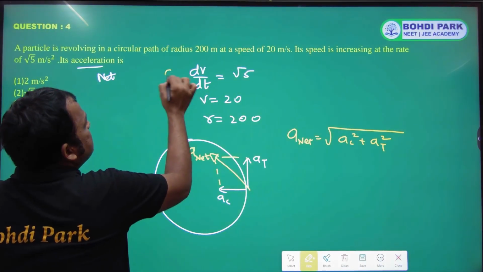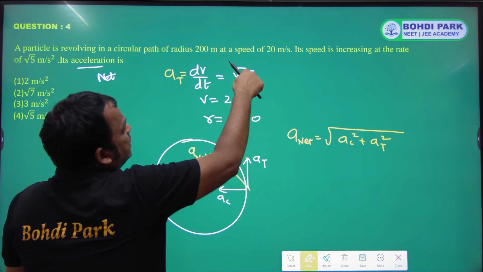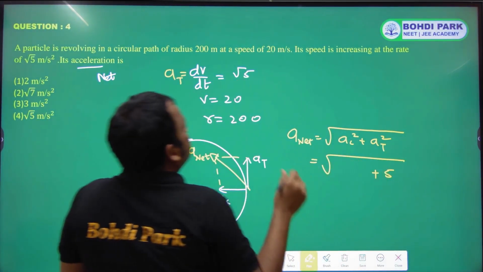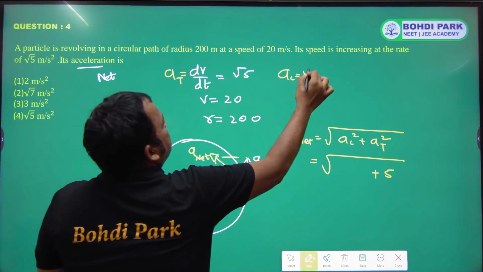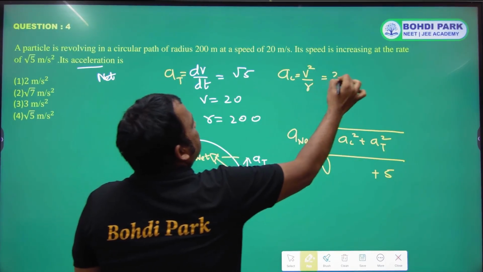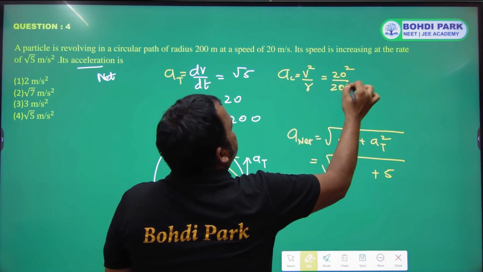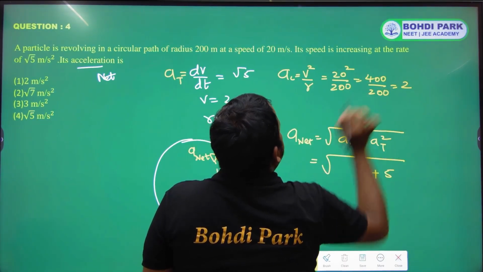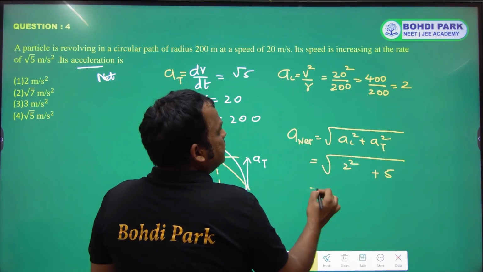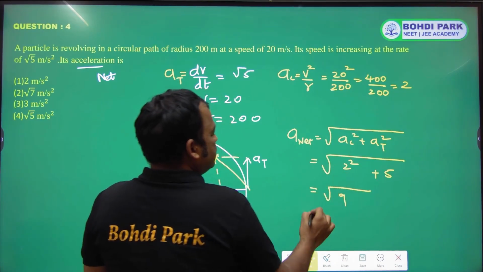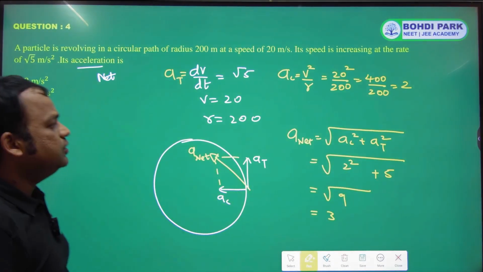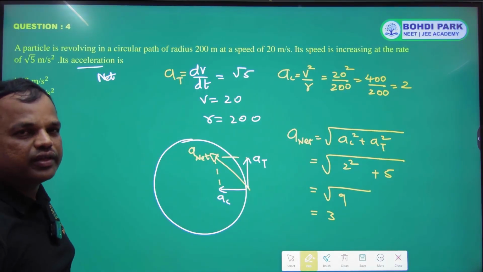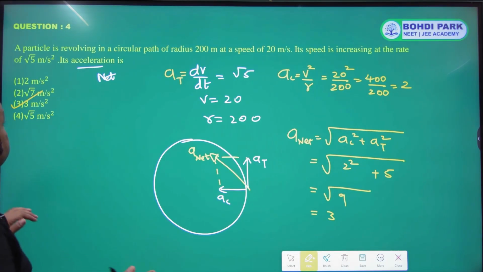Now AT is dV by dt. So that is root 5. So AT square is 5. Now AC is equal to V square by R. So 20 square by 200. So 400 by 200. So that is 2. So AC square is 4. So this is square root of 9, which is 3. So the resultant acceleration is 3 meter per second square. Okay, done. Now next question.